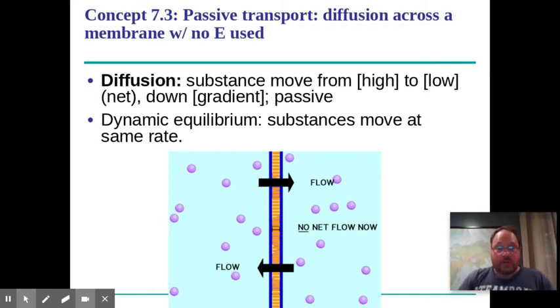state of dynamic equilibrium. So with diffusion, there's this sort of random movement of materials. They're bouncing off of each other, whatever medium they're in, whatever other molecules may be in the cell. And as they bounce around, eventually they move down their concentration gradient. They spread out. Now, this is a passive process, which means it doesn't require any ATP. They just use their own kinetic energy.